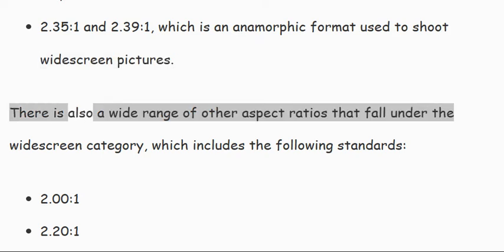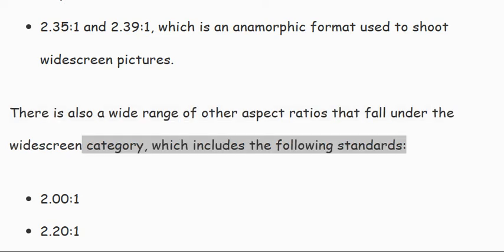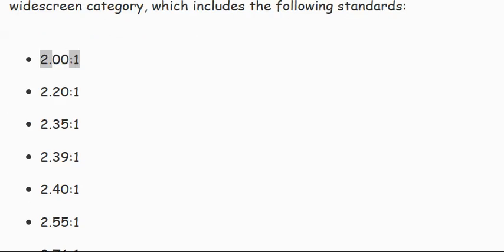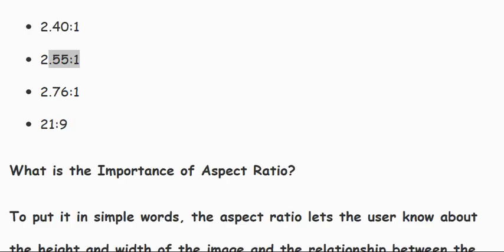There is also a wide range of other aspect ratios that fall under the widescreen category, which includes the following standards: 2.00:1, 2.21:1, 2.35:1, 2.39:1, 2.40:1, 2.55:1, 2.76:1.